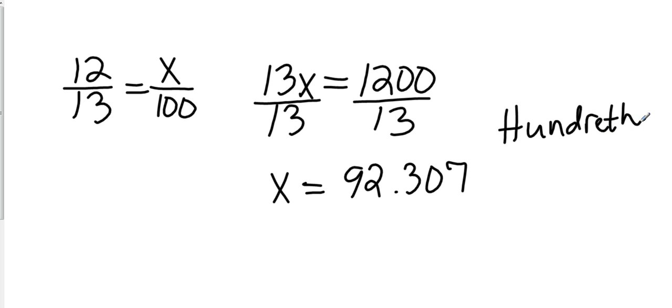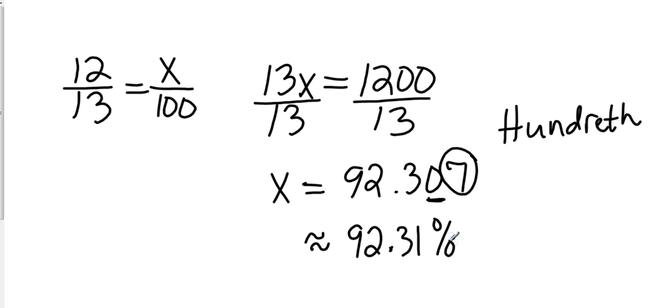Now, if I'm going to round this to the 100th, the 0 is in the hundredth space. So I'm going to look one space to the right, and if that's 5 or above, I'm going to round that up. So this is going to be approximately 92.31%. Again, it's an approximation. It doesn't come out to be exact.